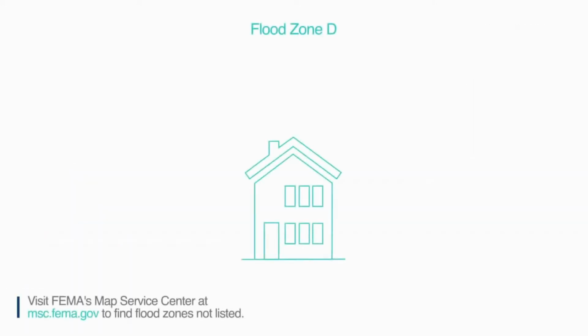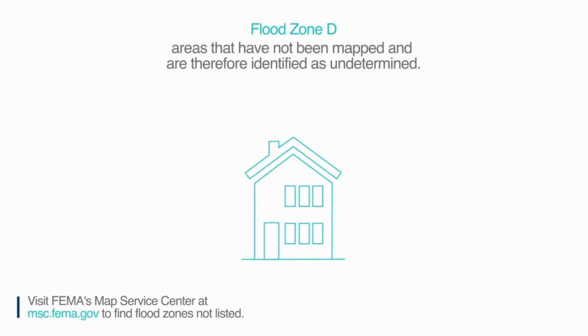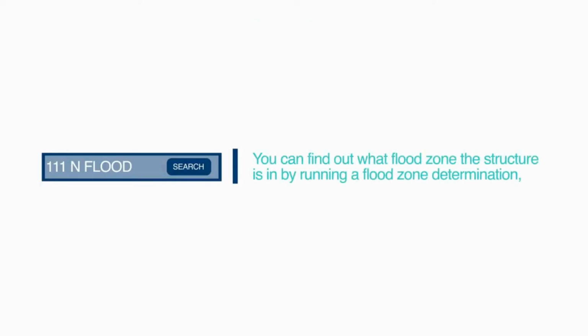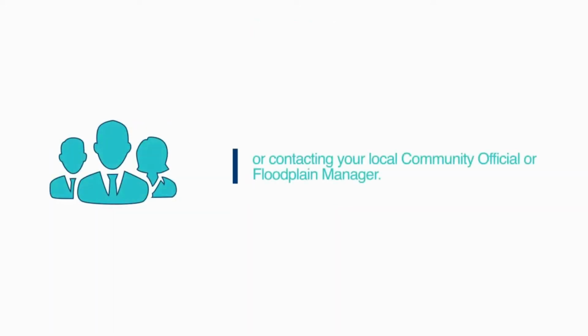Flood zones that start with the letter D are in areas that have not been mapped and are therefore identified as undetermined. You can find out what flood zone the structure is in by writing a flood zone determination, looking on an elevation certificate, or contacting your local community official or floodplain manager.